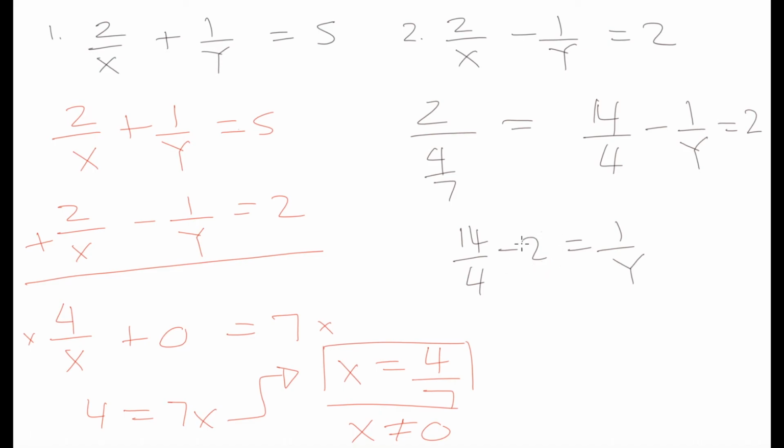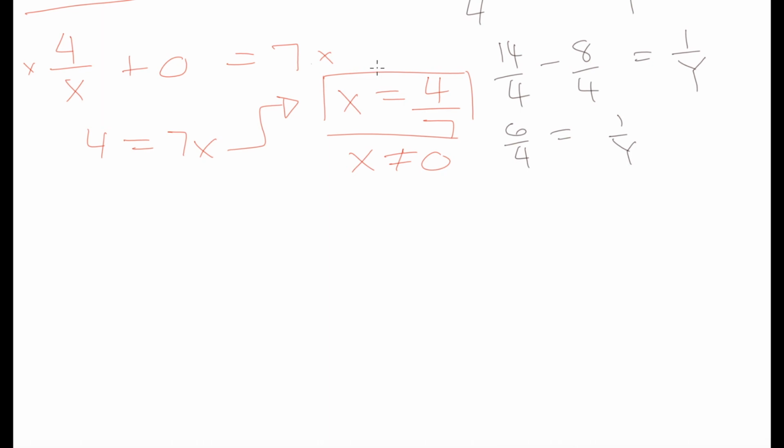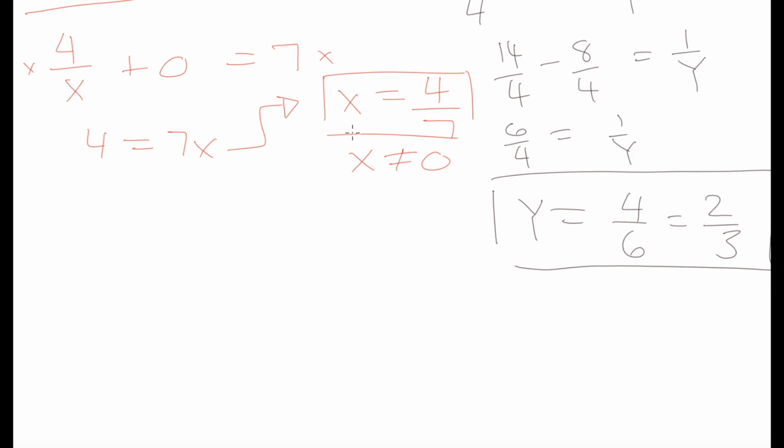So we can rewrite this 2 as 8 over 4. So we would have 14 over 4 minus 8 over 4, that can be simplified to 2, is equal to 1 over y. We would get 6 over 4 is equal to 1 over y. And if we give ourselves a little bit more space, that means that y is just the reciprocal of this. So y is equal to 4 over 6, and that can be simplified to 2/3. And so we have our value for x, which is 4 over 7, and we have our value for y, which is 2/3. And we also have to remember here that y cannot be equal to 0.